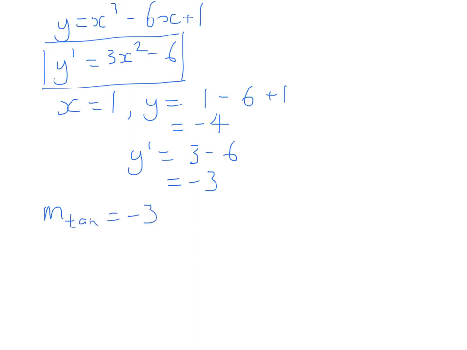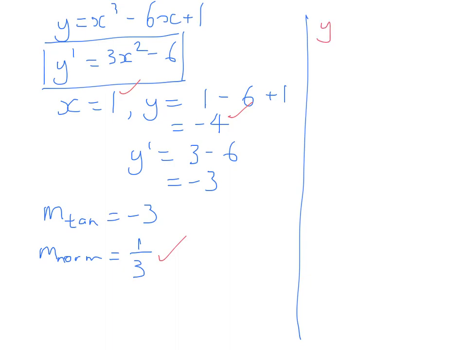So the gradient of my normal is going to be 1 on 3. Again, negative reciprocal. And what do I end up with? Well, I've got my coordinates of my point, and I've got my gradient, so I end up with point gradient formula. Y minus minus 4 equals 1 on 3 outside of x minus 1. And that's y plus 4 equals a third x minus 1.